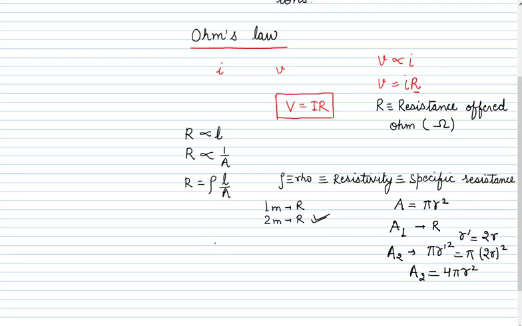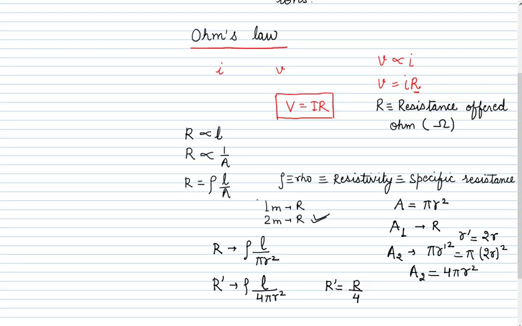Then the resistance R has the value of rho L upon pi r square, and our new resistance R dash has the value of rho, length the same, and 4 pi r square. So you can see this R dash will be 1/4 of the initial value. That means if I increase the cross-sectional area, the resistance value becomes 1/4. So this resistance directly depends on the length and the cross-sectional area.